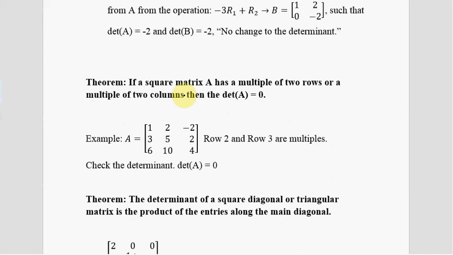Why is that? If I do row reduction by saying negative 2 times row 2 plus row 3, that would leave me with all zeros here, right? And computing that determinant, you got to multiply each cofactor by that 0. And so the result would be 0 for your determinant. The determinant of a square, diagonal, or triangular matrix, we stated that above, is the product of the entries along the main diagonal.